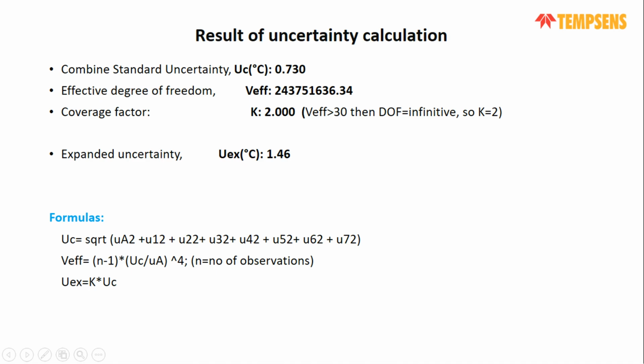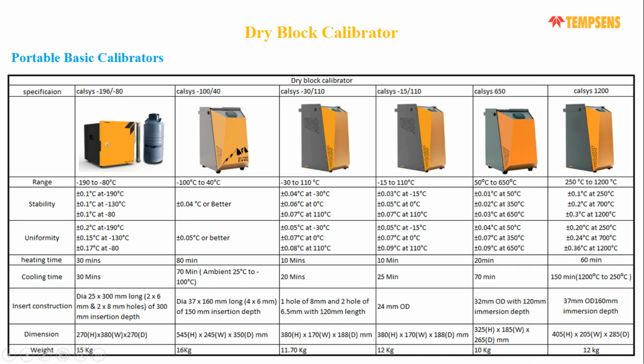So I discussed the main uncertainty components for the dry block temperature calibrator and how these components affect your uncertainty calculation for your temperature calibration, also for a specific temperature sensor. Hope it is okay. If you have a question, definitely we're going to discuss.